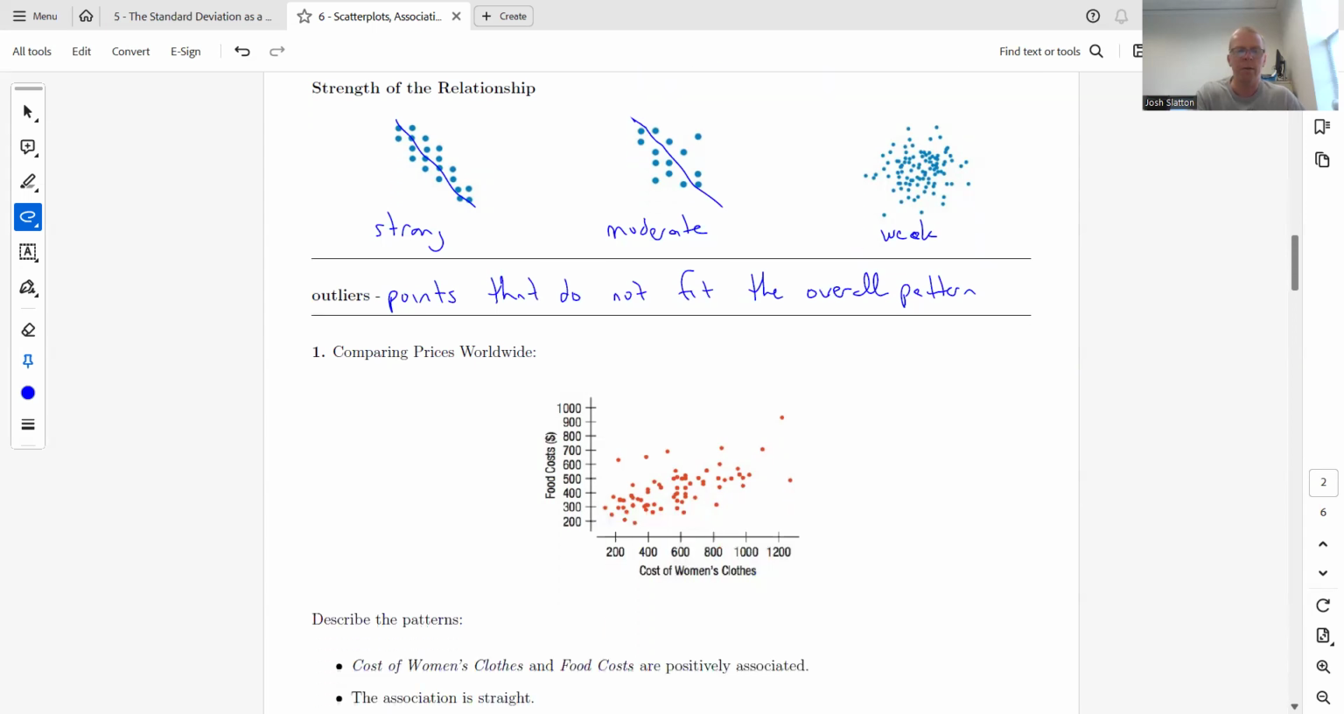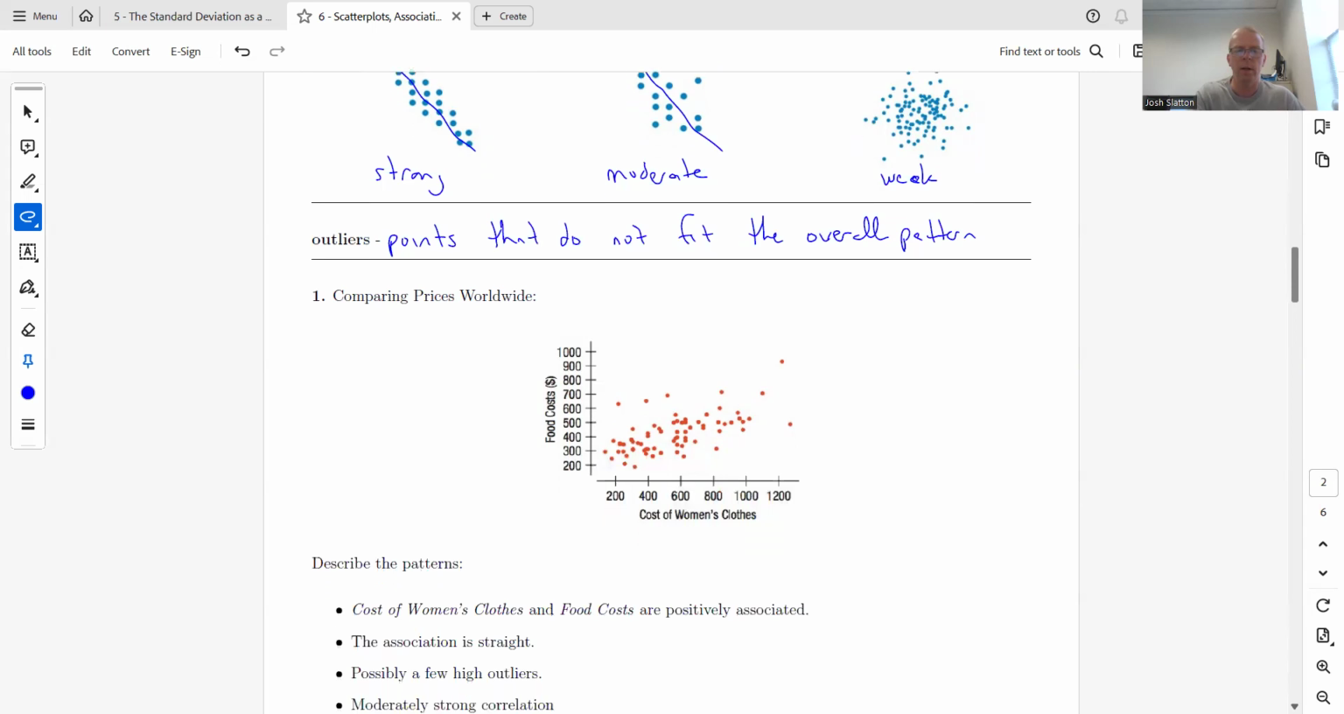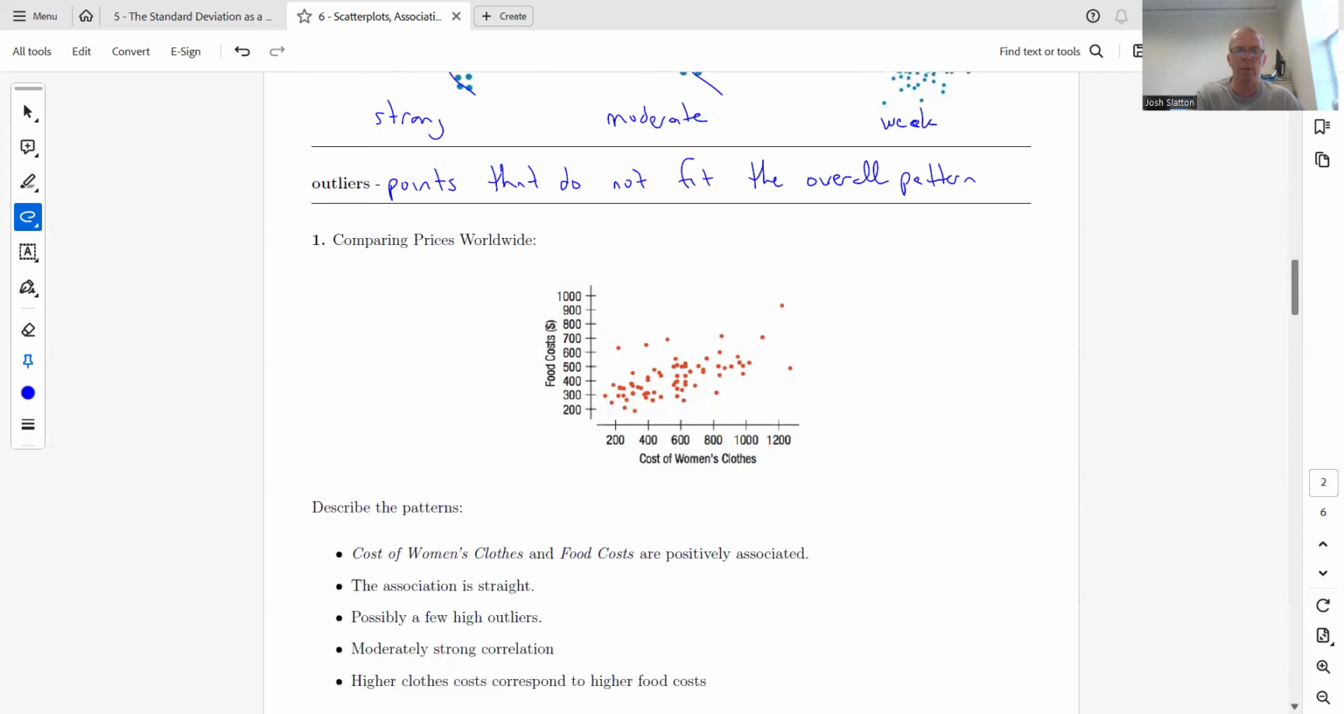So we have cost of women's clothes versus food cost. So as you can see, positive association. So if we were to draw a line to this, it'd have a positive slope. The association is pretty straight. We're not curving in any direction. Possibly a few high outliers.